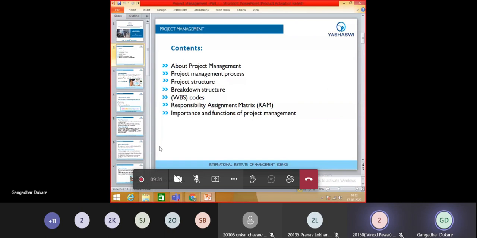Project management is nothing but the application of process, knowledge, and skills, connected to the practical orientation of the goal. That is nothing but a project. What is meant by project management?